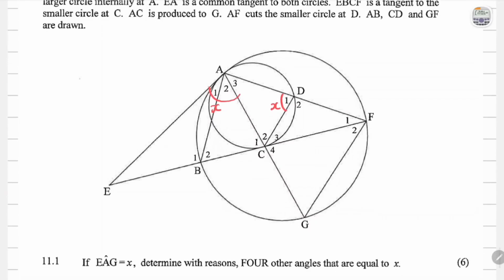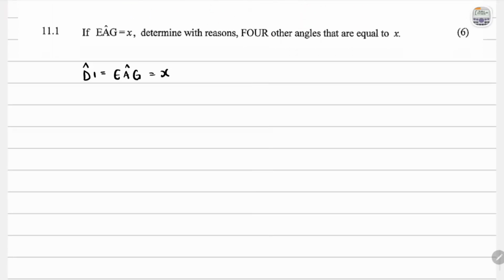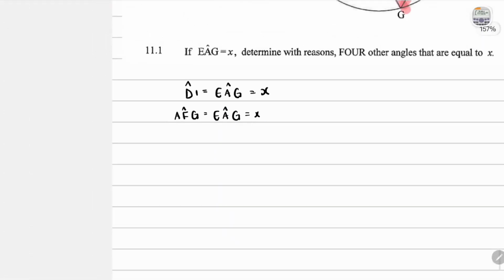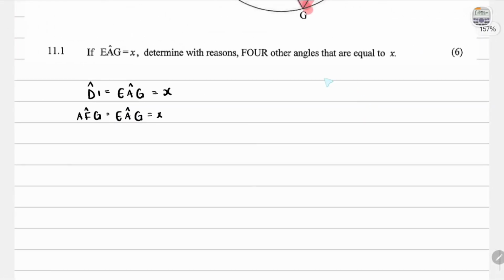Where else? Because it is a common tangent to the smaller and the bigger circle, it's the angle between this tangent and the chord in the bigger circle that is equal to the angle supported by that same chord. So this angle AFG is what will be equal to X. And we can just note that down as well. So it's also equal to EAG, which is equal to X. And both of them are because of the tan chord theorem. So we'll just also put those reasons down.